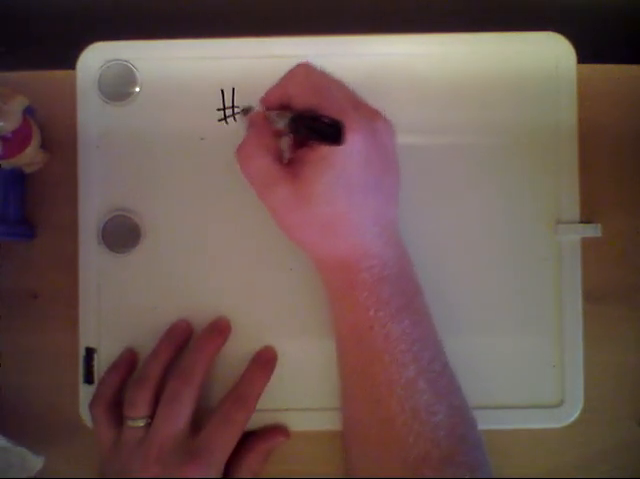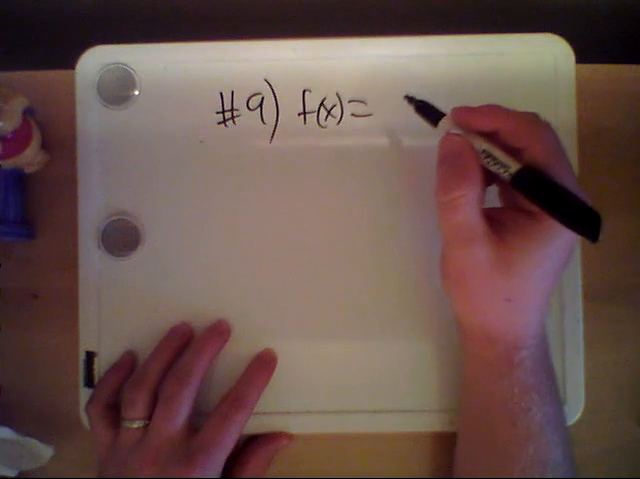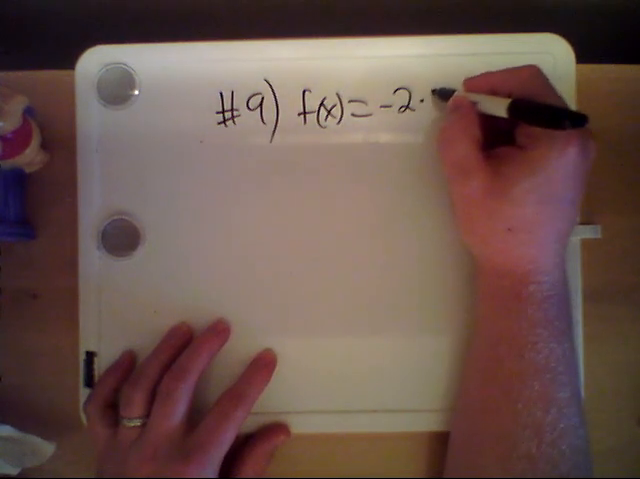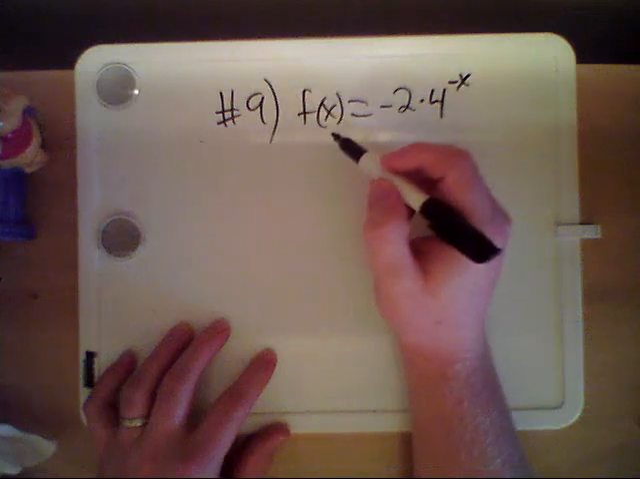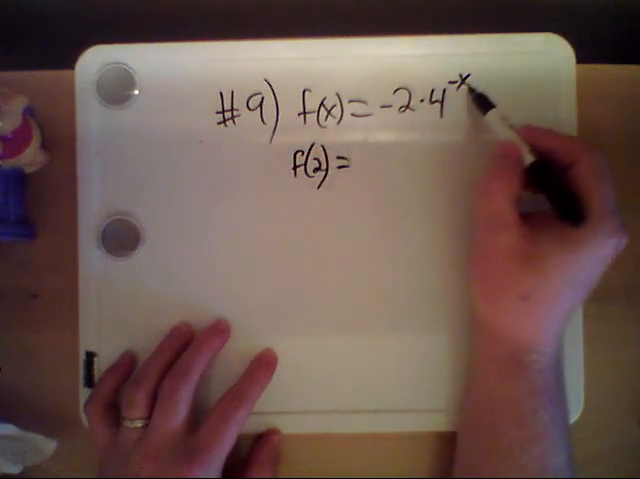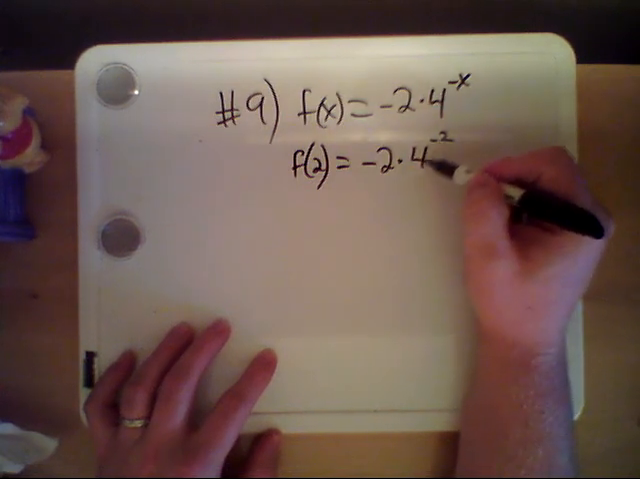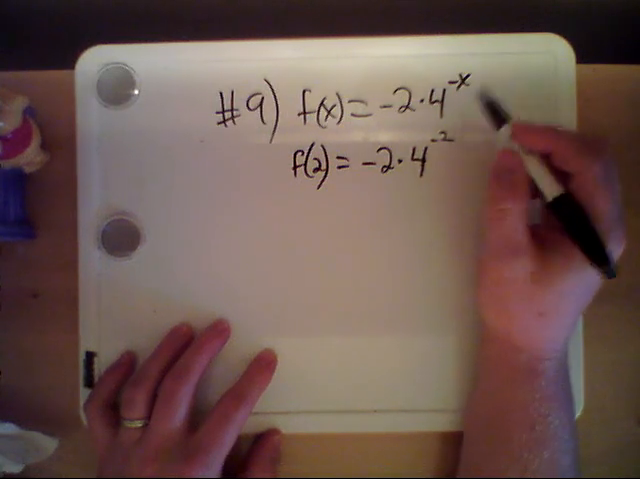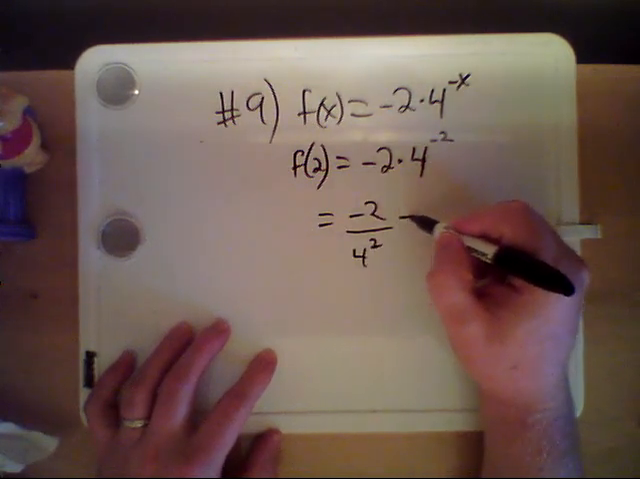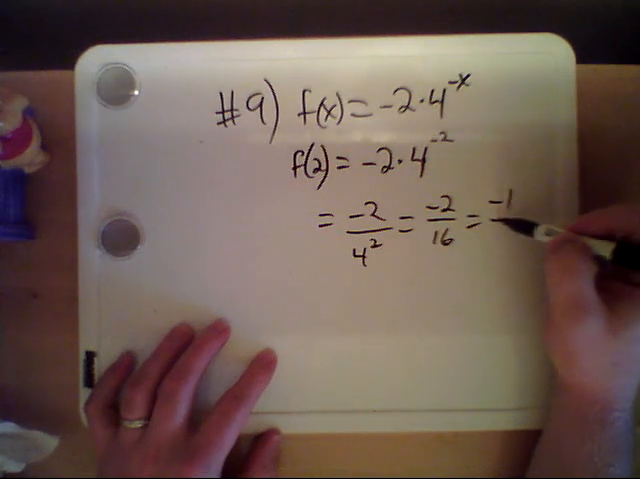Number 9. We have f of x equals -2 times 4 to the negative x. And we're asked to find f of 2. So anytime we see an x, we're going to replace it with a 2. So it's going to be -2 times 4 to the negative 2. Remember, you have a negative exponent. That's just going to move this term to the denominator. So this is going to equal -2 over 4 squared, which is 16. We can divide top and bottom by 2 to get -1 over 8.